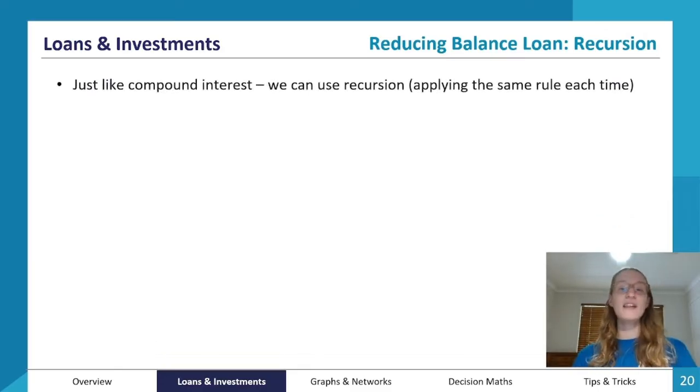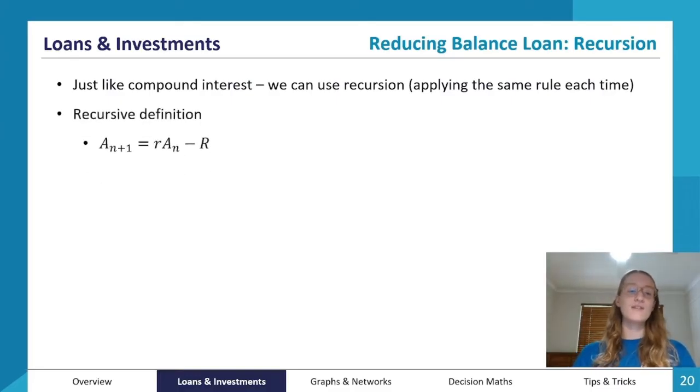So again, we can calculate reducing balance loans using recursion. Just like compound interest, we can use recursion, which is applying the same rule every time. If you think about it conceptually, before I show you the formula, we have our initial amount, which is the money left owed on the loan, and then each time period, they're going to charge interest on that, and then we're going to make a repayment. Then in the next time period, they'll charge interest, and then we'll make another repayment. And how we model that using the recursive definition is this here.